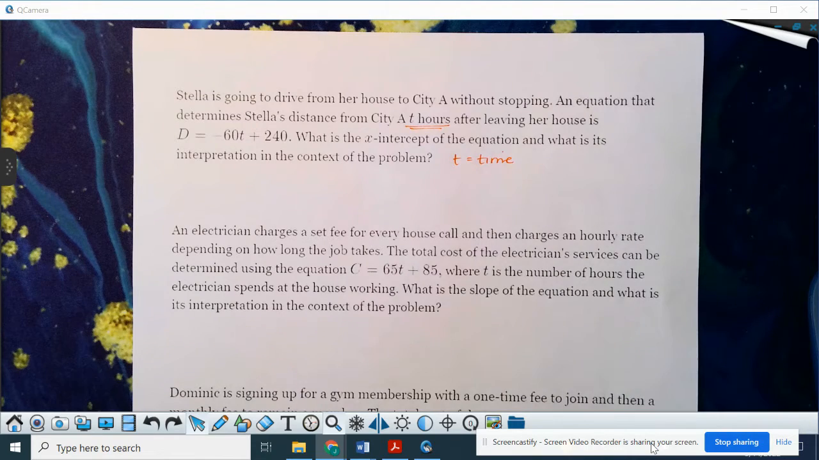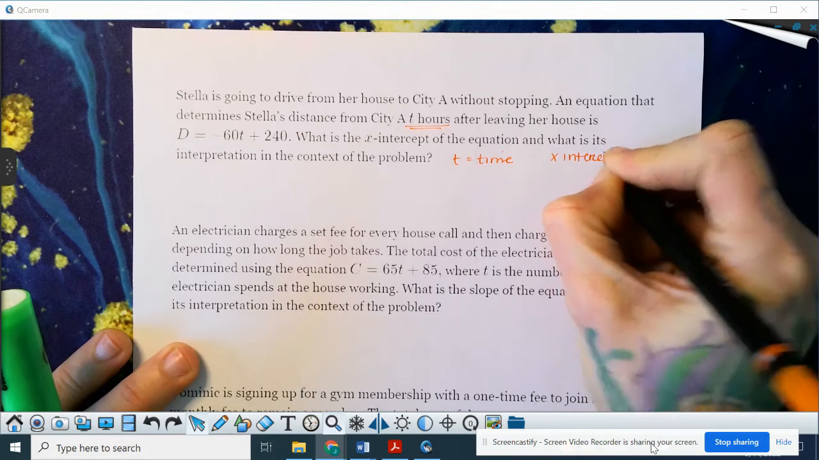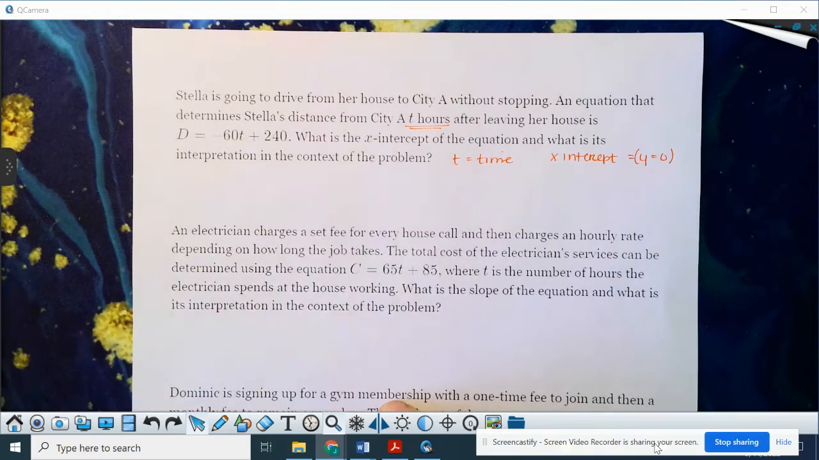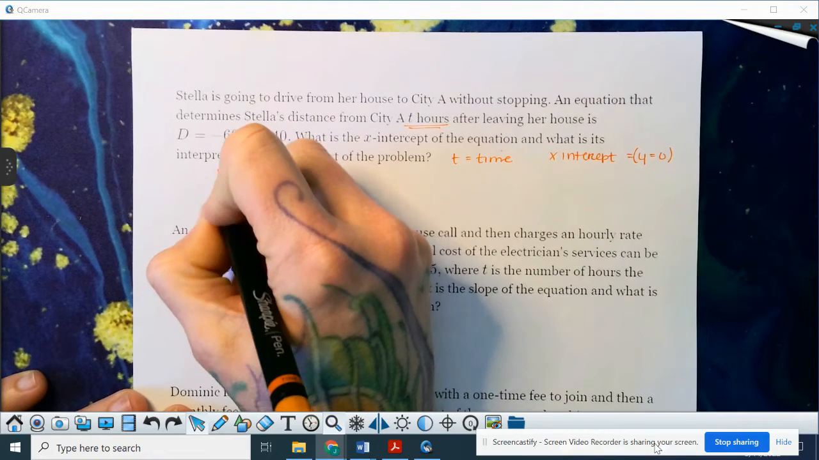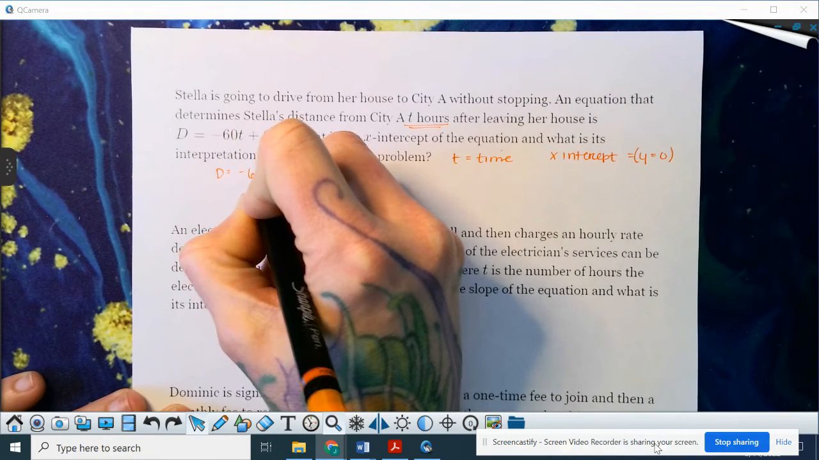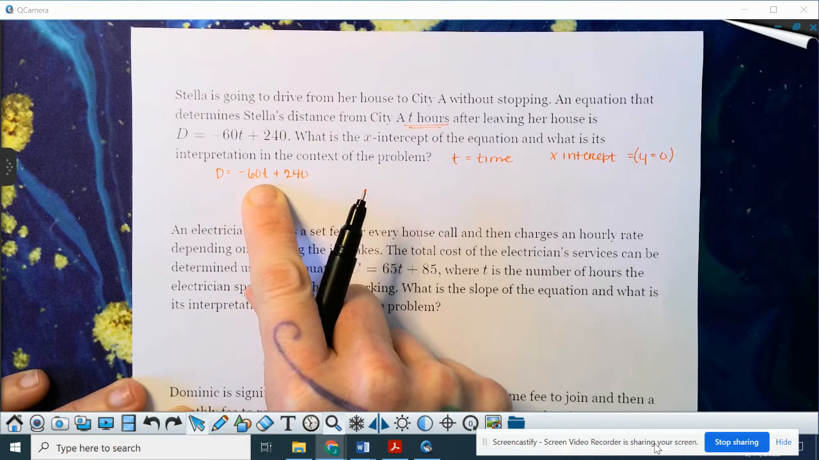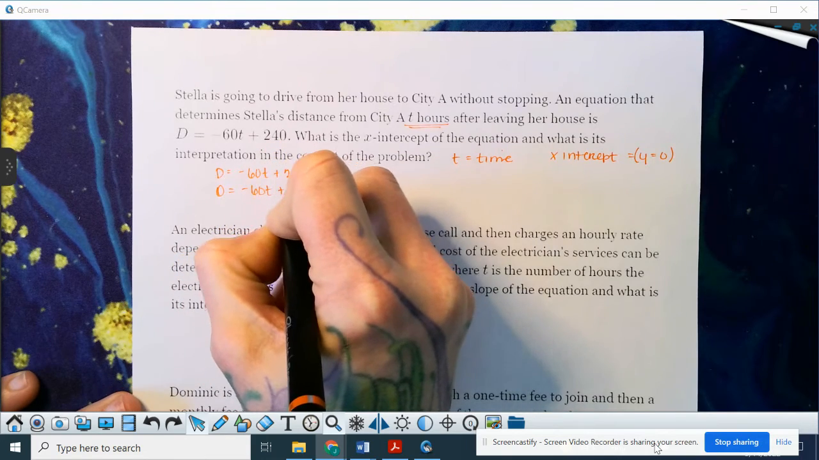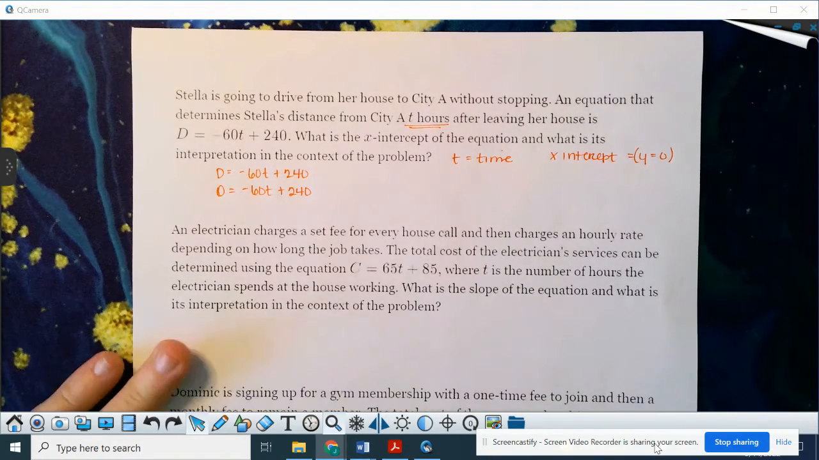So x-intercept is different, but we should remember that as soon as you see x-intercept, you know that y is going to equal 0. That's what you want to think about when y equals 0. So if I'm going to solve this equation, 0 equals negative 60t plus 240. To find out what our x value is at the x-axis, our y value has to be 0. Because again, at your x-intercept, your y is equal to 0. At your y-intercept, your x is equal to 0. And then we're just going to solve it.